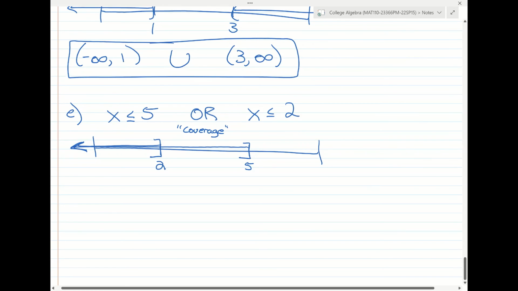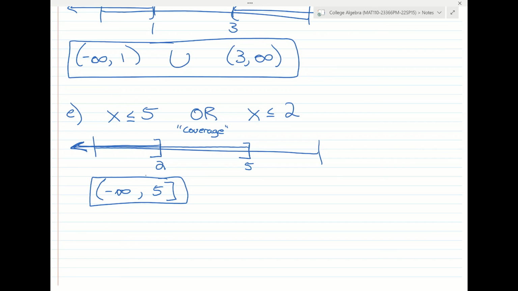Negative infinity to 5. Very good. We're just looking for coverage. And remember, the 5 has a bracket on it. Very good. Oh, Liquin. Thank you, Liquin. Yep, that's good. Sometimes people have a hard time understanding this, but not Liquin. We're just looking for coverage on our number line. If it was an AND problem, we're looking for overlap. So it's important that we understand the difference.